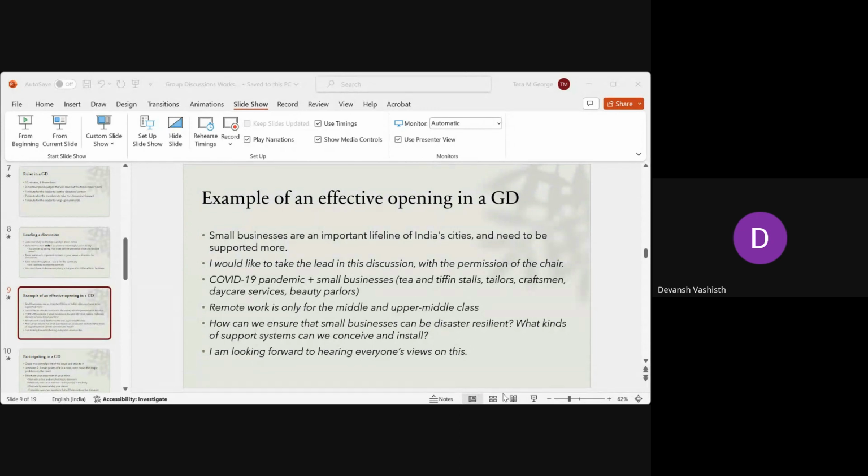The COVID-19 pandemic has hit small businesses really bad, and that includes logistics, manufacturing, supply chain, and dairy. And remote work is mostly for the people working on laptops and computers, and mostly from IT. I would like to hear a good discussion on how we can ensure that small businesses have a business continuity plan, what kind of checks and balances are required, and how we can support them to continue and make them more sustainable.